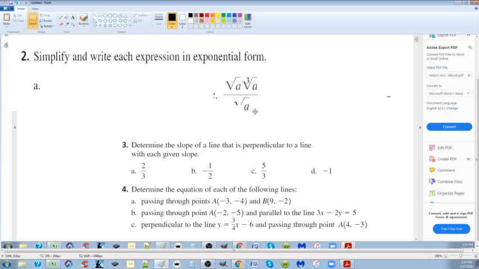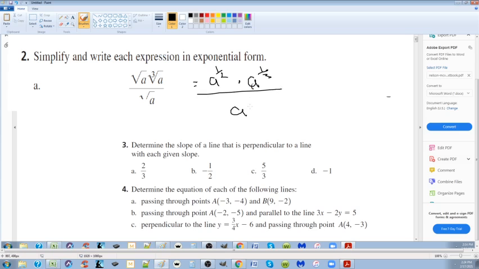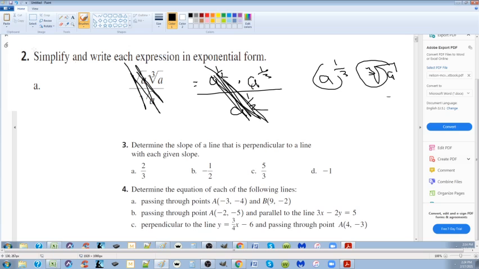What about this? How do I simplify? First step you do is you convert it into their proper fractions. So square root of a is a to the 1/2 times, what's a cube root? A to the 1/3, all divided by the square root of a to the 1/2. Now you'll notice that these are the same thing, so they can just cancel out. So you're left with a to the 1/3, which is just the cube root of a, and you can't simplify it anymore. It's very easy to see here as well.